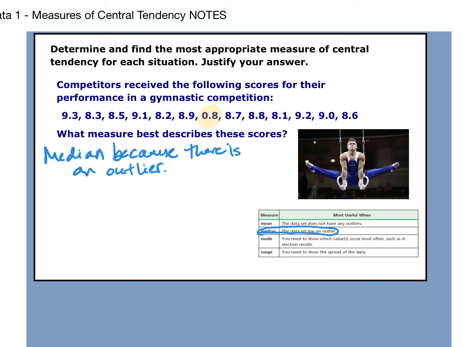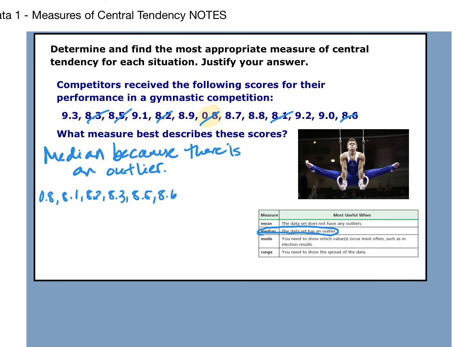Now we've got to put all these numbers in order. You can pause it or you can do it with me. You've got to write really small because there's a lot of them. 0.8, 8.1, 8.2, 8.3. I'm going to cross these off. I had 0.8, 8.1, 8.2, 8.3. There's an 8.5 and an 8.6.